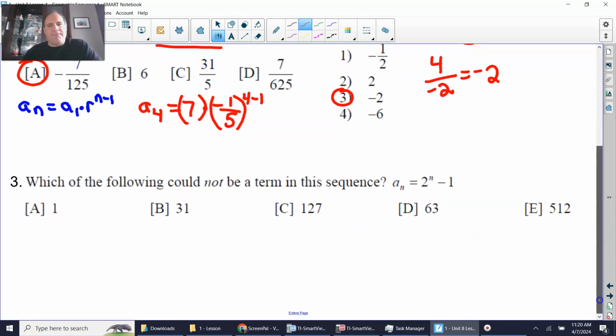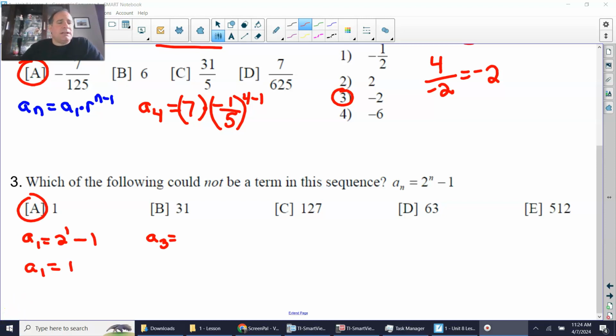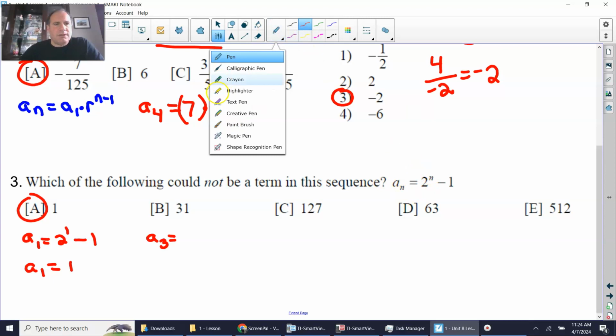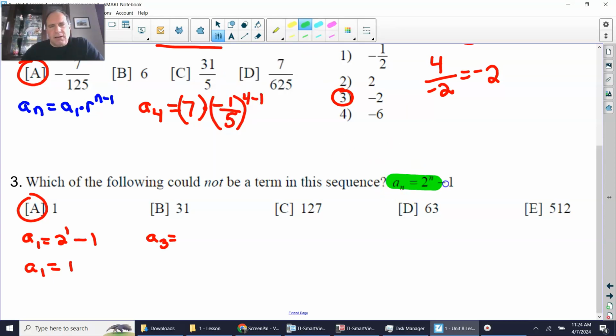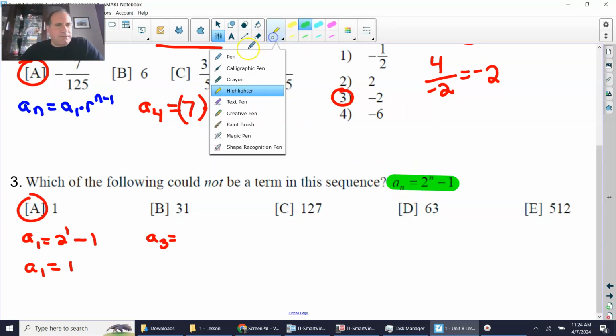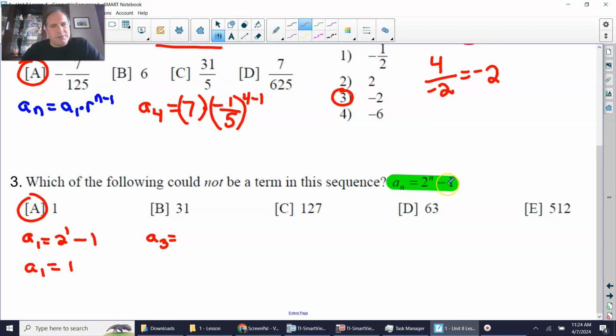Which of the following could not be a term in this sequence? So looking for something that could not work. They're giving you the formula right here. I know it's a little bit confusing, but all you're doing is substituting numbers in. So they're looking for answers.